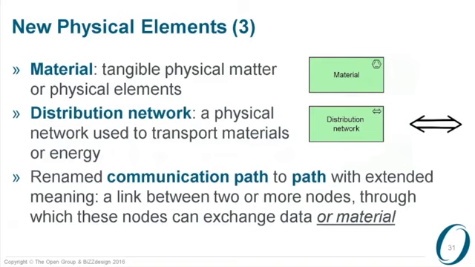And this is also the reason that we renamed the communication path concept to just path, because distribution network is a specialization of path, just like a communication network is a realization of a path. So path is now the generic concept, like node is the generic concept for these connections. So we slightly extended the meaning as well, so you can exchange more than just data, you can also exchange material.